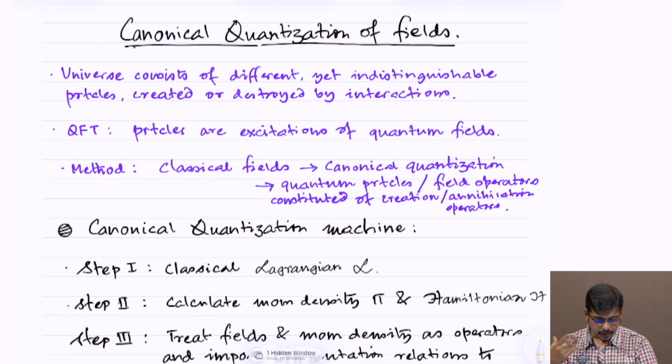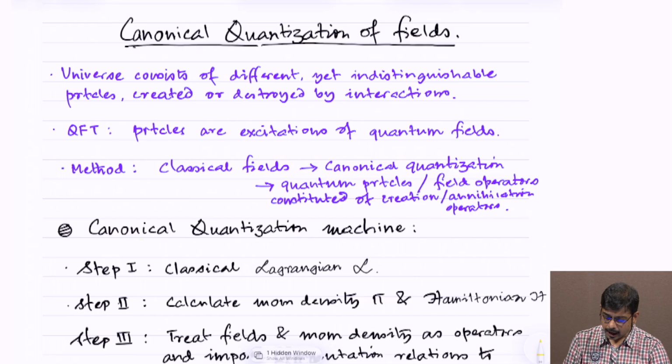So, what we sort of assume or understand is that the universe consists of different yet indistinguishable particles which are created or destroyed by the interactions, and in quantum field theory the particles are essentially described by the excitations of some quantum fields. Now, the way that we do this is to first conceptualize the particles with respect to classical fields, and then do this canonical quantization by which we can render the quantum properties to them, and then they can be described as particles. This is the process of canonical quantization.